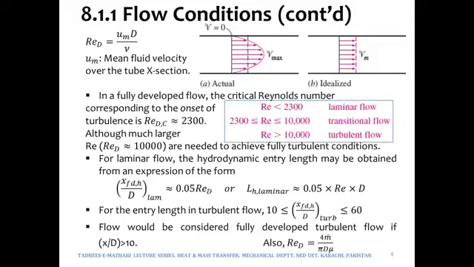But when the fluid is flowing inside a pipe, if the Reynolds number is less than 2300, the flow is considered to be laminar, and if it is greater than 10,000, it is considered to be turbulent. And while it is in between 2300 and 10,000, the flow is said to be in transition.